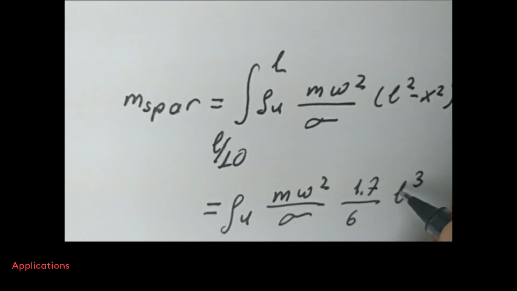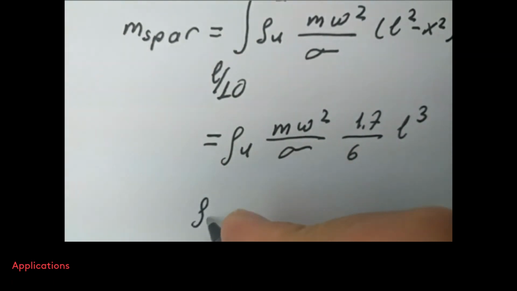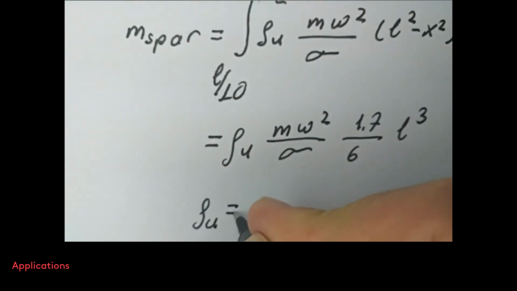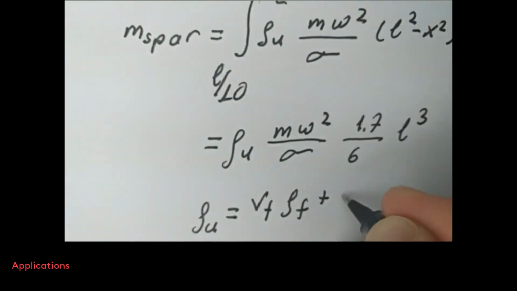Okay, so next we need to calculate the rho u. We will use the rule of mixtures for rho u, in fact. So rho u is equal to volume fraction of the fiber phase, density of the fiber phase, plus volume fraction of the matrix phase, density of the matrix phase.